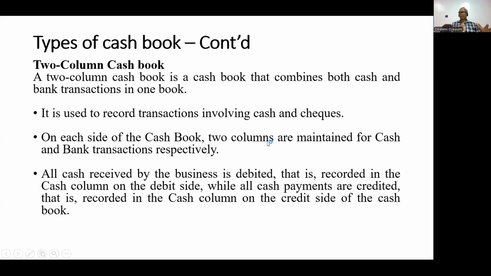So rather unlike the first one, where you have only one column for you to record your values, okay, what do you have here? You have two columns on each side. On each side, you have two columns, one for cash and the second one for bank. All your cash transactions will be recorded in the cash column, and all your bank transactions will be recorded in the column for bank. All cash received is debited. That is recorded in the cash column on the debit side, while all cash payments are credited. That is recorded in the cash column on the credit side of the cash book.